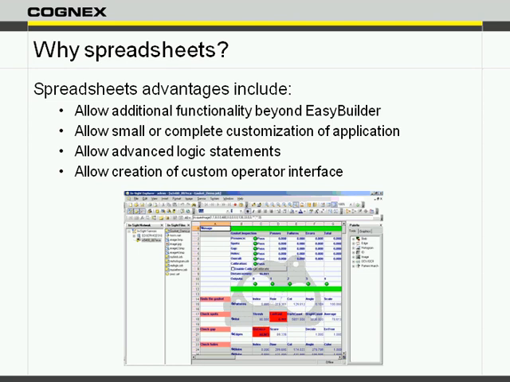The idea being that you would start in EasyBuilder, construct as much of your application as possible, and then if needed, you could switch to the spreadsheet where you could, as it says on the screen now, allow small and complete customization. So you could go beyond EasyBuilder. You could also use advanced logic statements, ands, ors, etc. And it also allows you to create custom operator interfaces. Operator interfaces that you could display on your third-party or Vision View system.